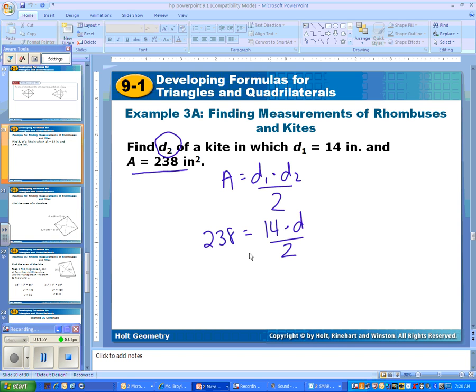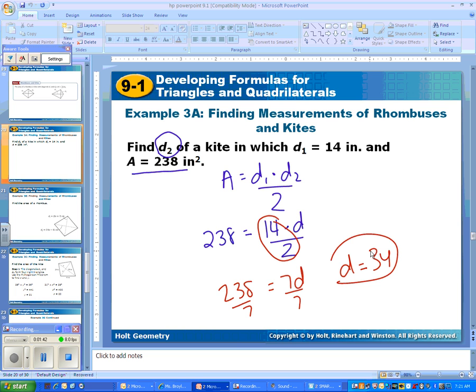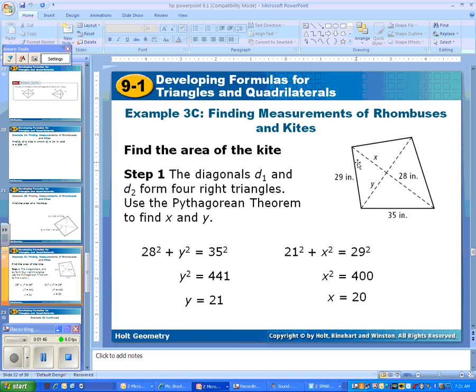So there's a lot of different ways you can solve this. I'm going to do 14 divided by 2 is 7, and then divide both sides by 7, and I think that you get d equals 34. But correct me if I'm wrong. And then these types of questions we can't do because we're missing the stuff from chapter 6.